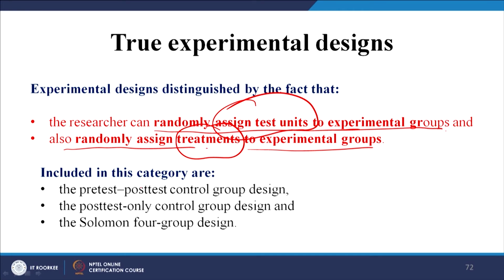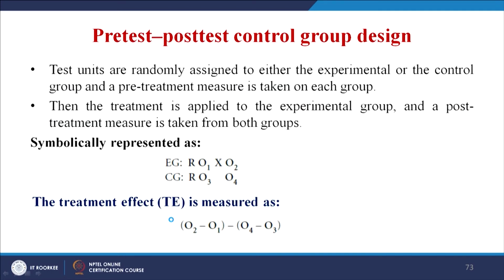Okay. So, what are the designs in this category? The pre-test post-test control group design, the post-test only control group design, and the Solomon four-group design. Let us see what they are. First, the pre-test post-test control group design. In here, the test units are randomly assigned to either the experimental or the control group and a pre-treatment measure is taken on each group. The pre-treatment effect is checked before, right. Then the treatment is applied to the experimental group and a post-treatment measure is taken. Now, for example, first of all, the test units are randomly assigned to either the experimental or the control group. So, this is random, right.